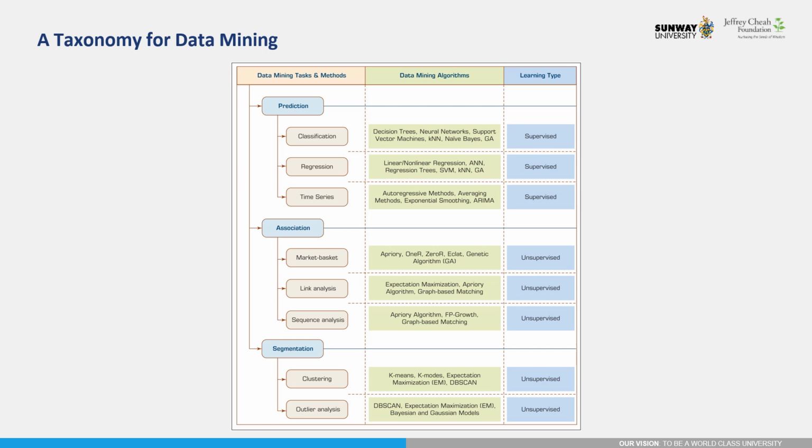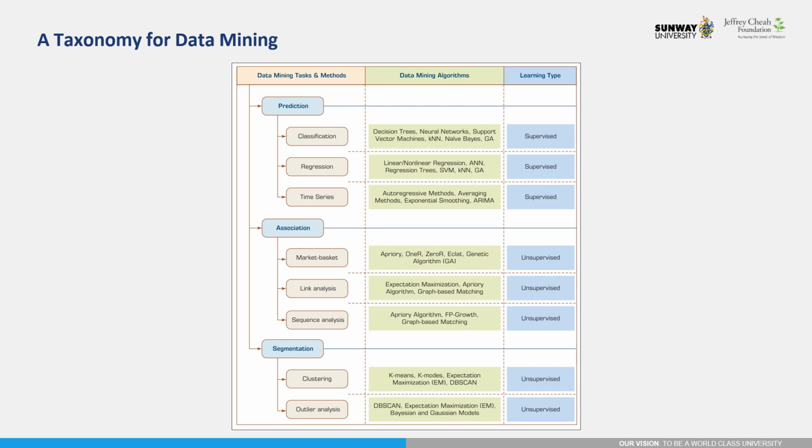We can do the prediction by using supervised machine learning, time series, regression, and classification. These are the three ways to understand prediction, even though you can find different ways to predict.